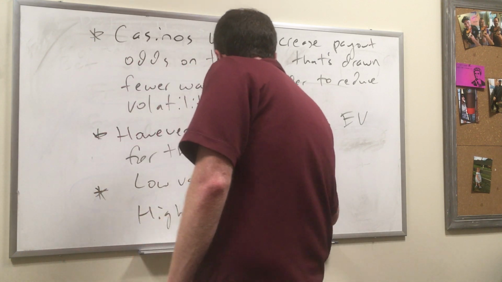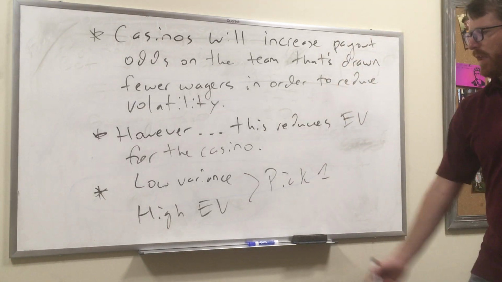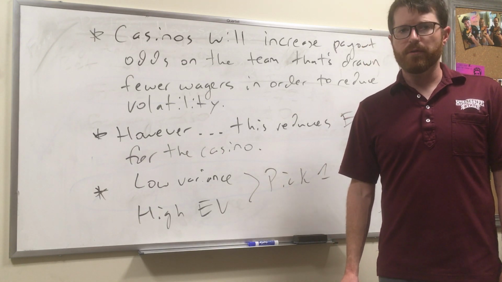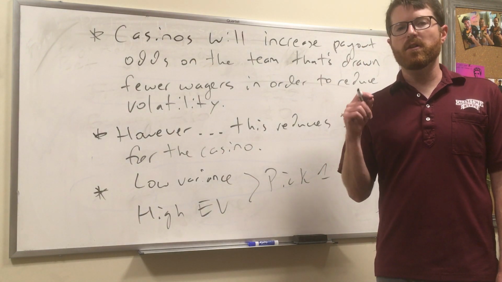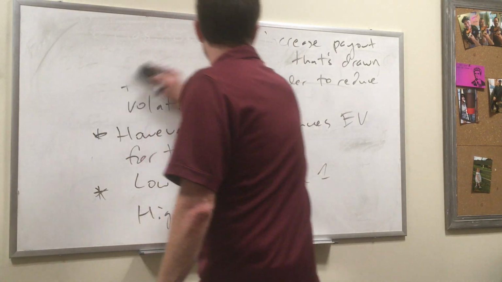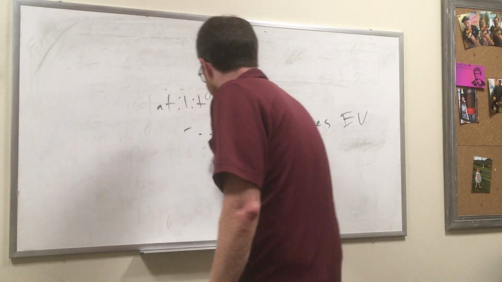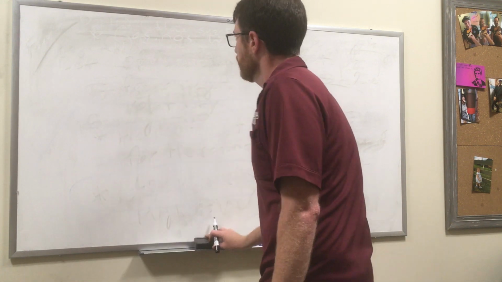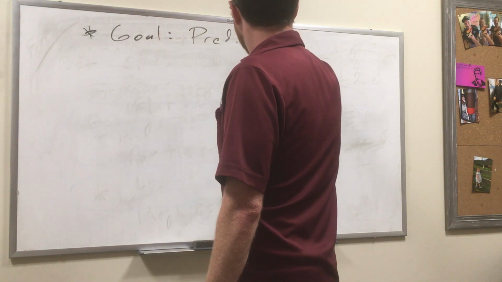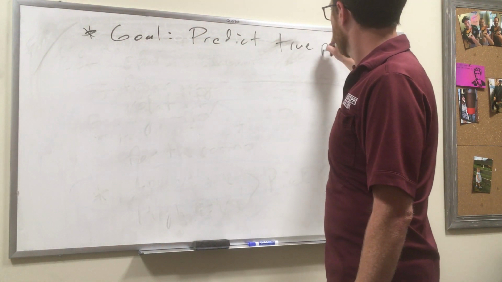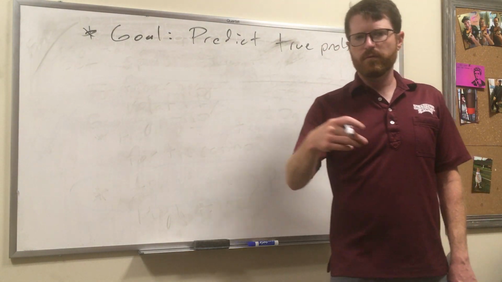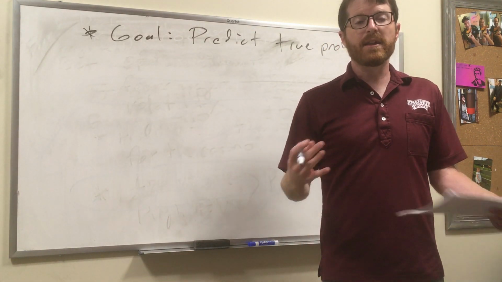So for casinos, they're often in this situation. Pick one. They can have a low variance or they can have a high EV, but it's usually very difficult for casinos to have both. And so what this means is the casino has to be very exact when it sets its line. We said in the first video that the casino's goal was to predict the probabilities, the true probabilities. Figure out what the likelihood of a team is for winning or covering the spread or whatever the bet is. They need to figure out what the likelihoods are.